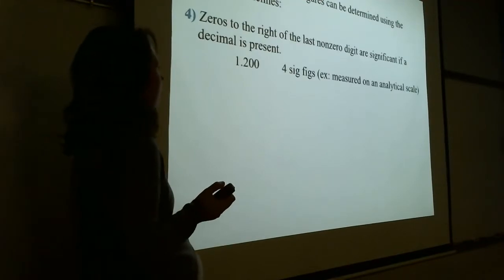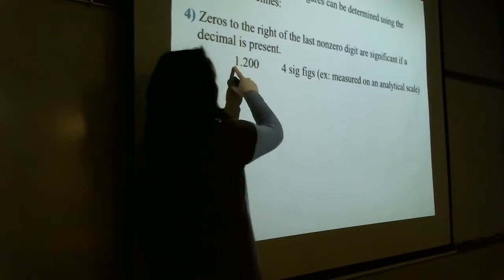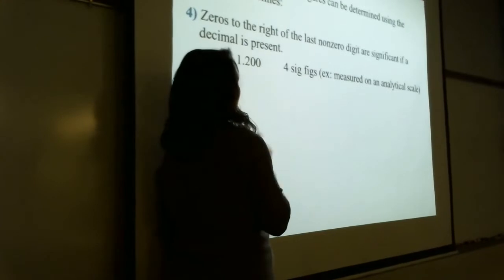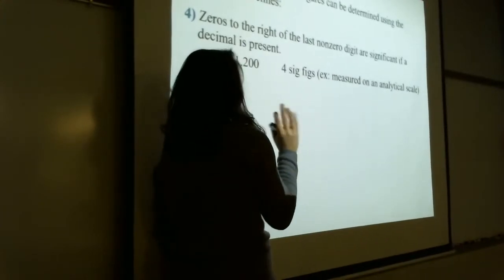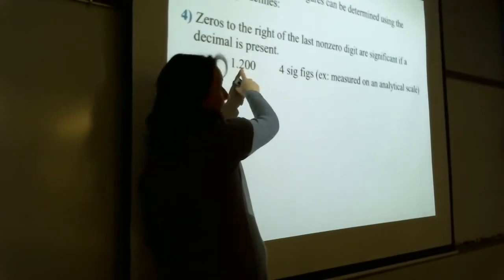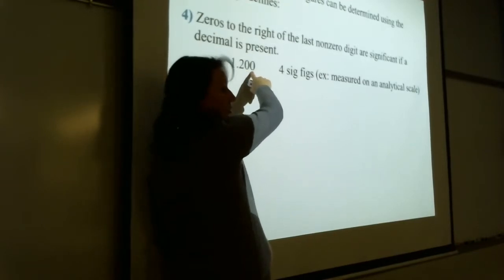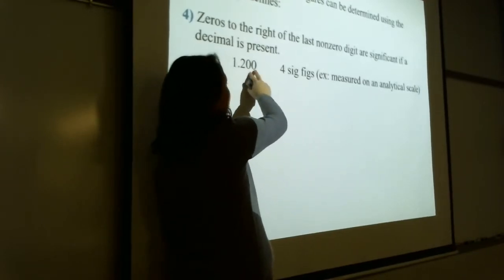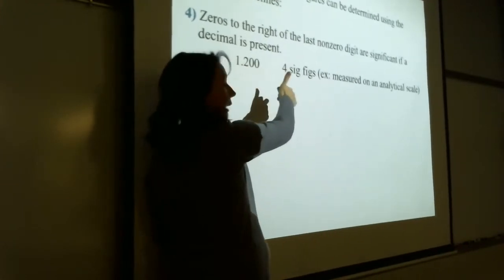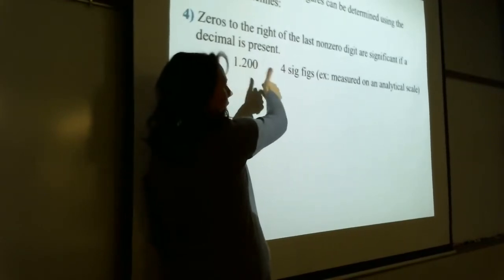So let's look at this. My balance back there actually goes to four decimal places. So let's just pretend it's 1.2000. Let's pretend there's another zero right here. All right? My balance back there goes to four. This decimal place tells me, yes, that two is a measured value. That zero is a measured value, and that zero is a measured value. These are actual measurements that just happen to be zero. Okay, if there's a decimal, a zero to the right counts, always. Decimal present, zero to the right counts.